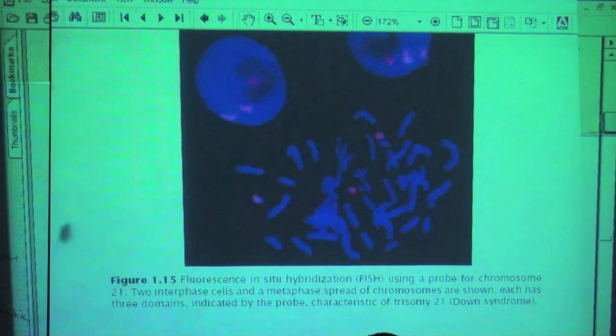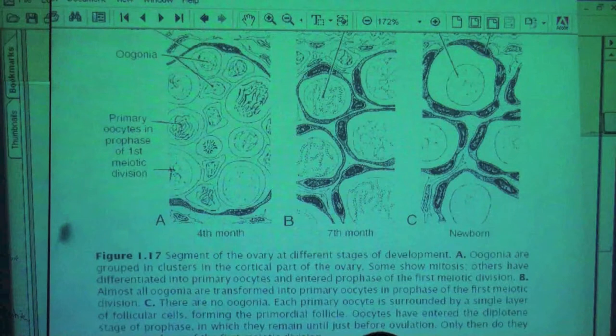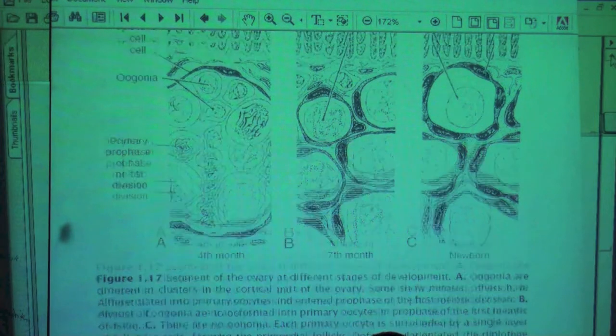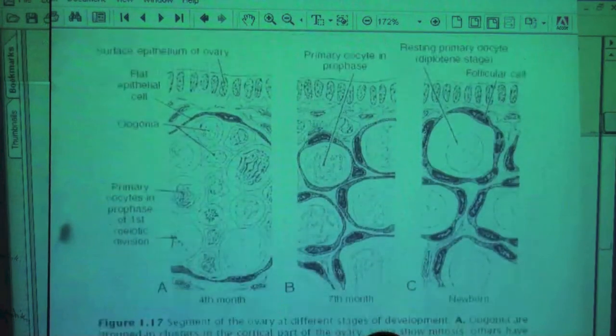Now this is oogenesis, again the same thing coming up. And now this is a section from testis. Yes, I'm sorry, ovary. Testis was this one. This is a section from the ovary.